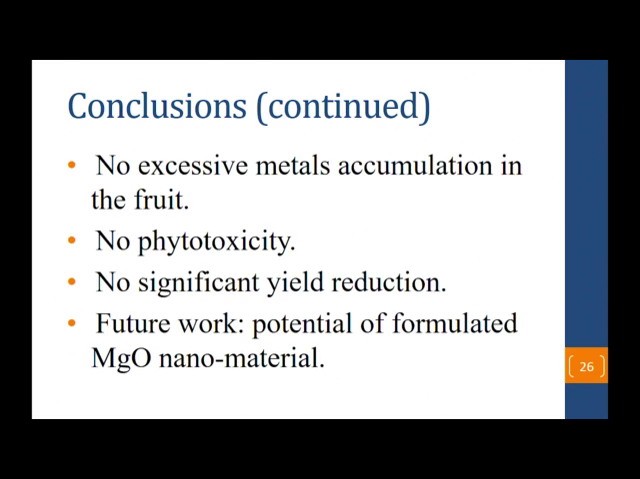And there's no excessive metal accumulation in the fruit, no phytotoxicity, and no significant yield reduction. Since we are using a really small scale for our field trial, it's really hard to reflect yield in our experiment. So our future work is to use the formulated magnesium nanomaterials in the field to see how they work, and we're probably going to combine them with other chemicals to see their potential for managing bacterial spot disease of tomato.